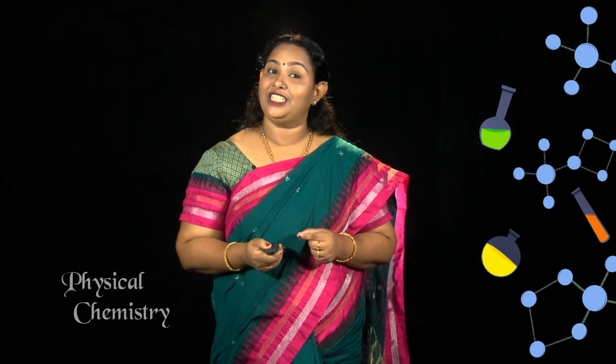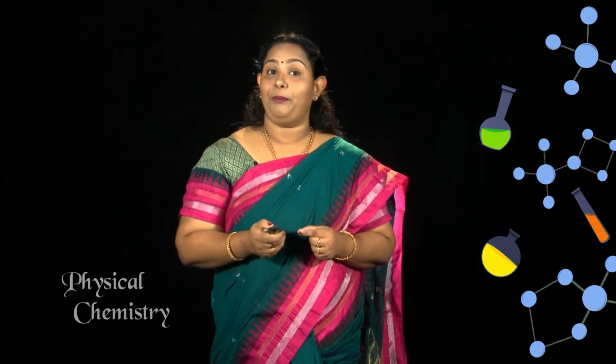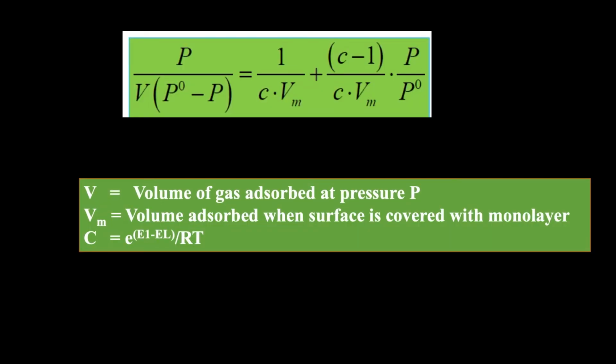Now, we are going to see what is the BET equation. It is given as P by V into (P0 minus P) equals 1 by CVm plus (C minus 1) divided by CVm into P by P0. V is the volume of gas adsorbed at a pressure P. Vm is the volume adsorbed when the surface is covered with a monolayer. C is a constant and its value can be calculated from the equation C equals e to the power (E1 minus EL) divided by RT. E1 is the energy of adsorption of the first layer and EL is the energy of liquefaction of the adsorbate.